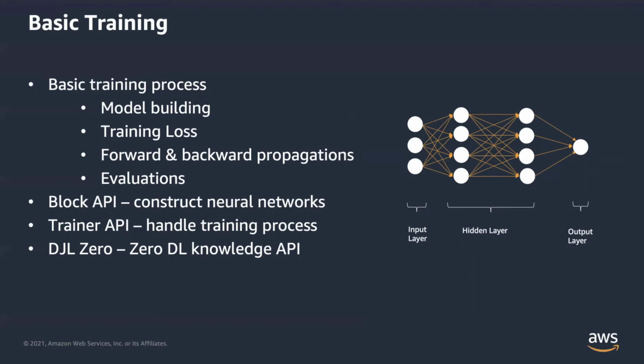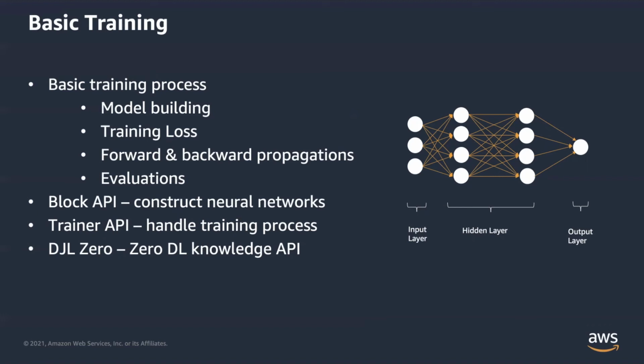So we provide the Block APIs to help you construct neural networks. It's very simple, and it supports various model building semantics. You can use a sequential API, or you can use a Lambda block to build different architectures of neural networks according to your needs.